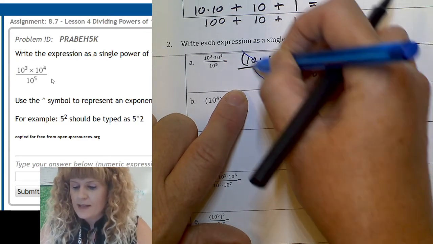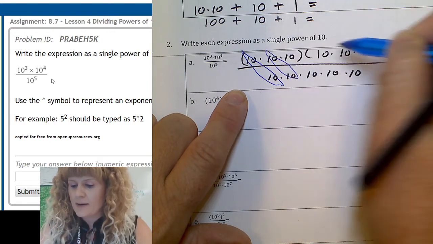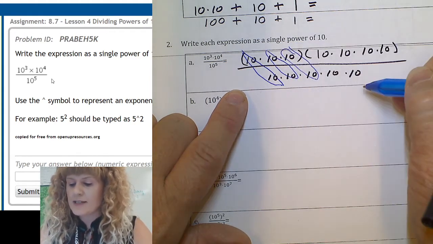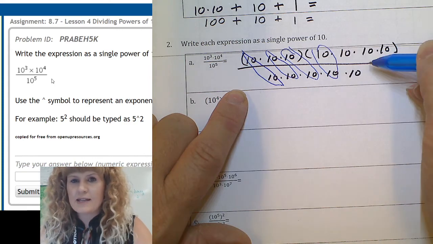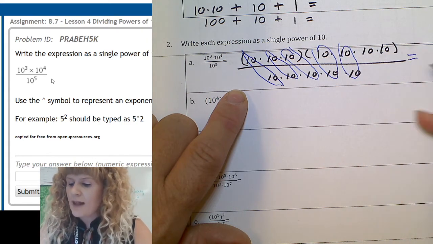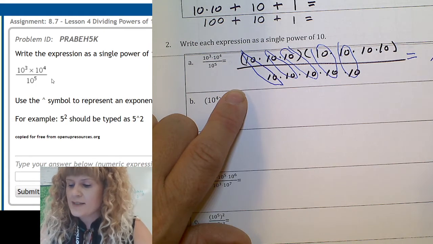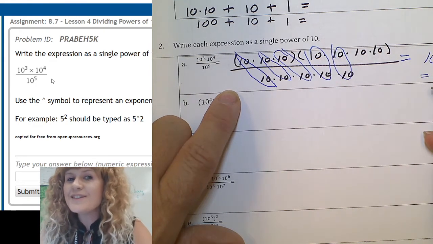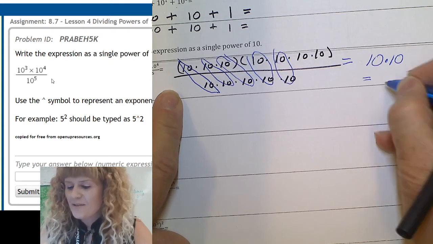This 10 divided by 10 cancels out. This 10 divided by 10 cancels out. This 10 divided by 10 cancels out. This 10 divided by 10 cancels out. This 10 divided by 10 cancels out. And I'm left with 10 times 10, and that equals 100.